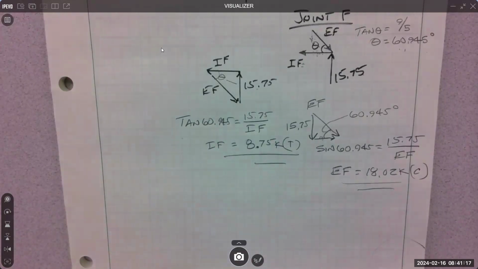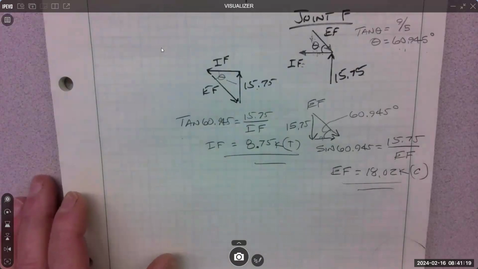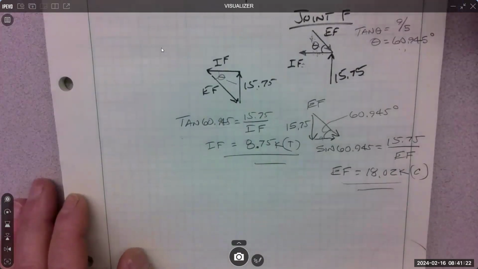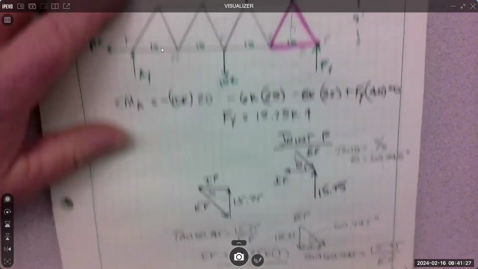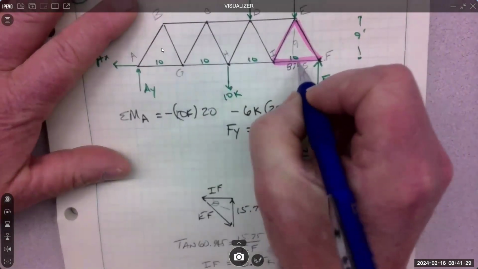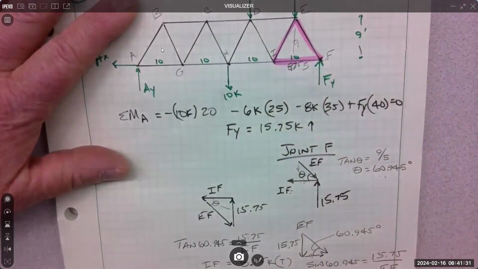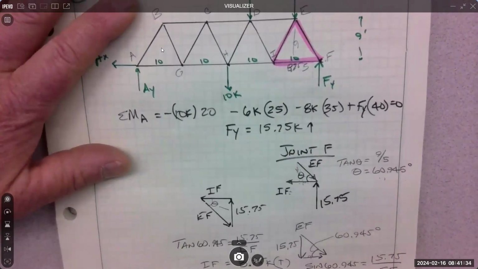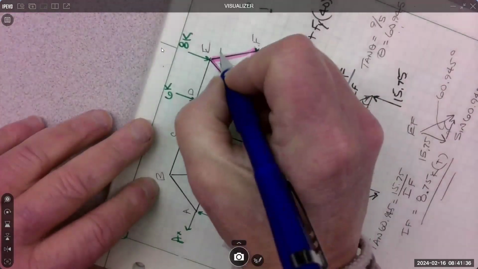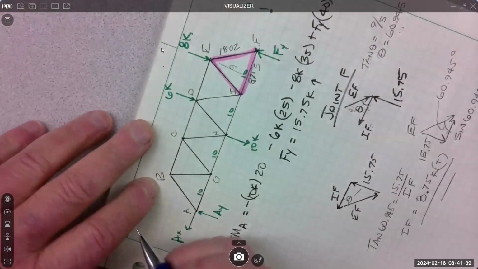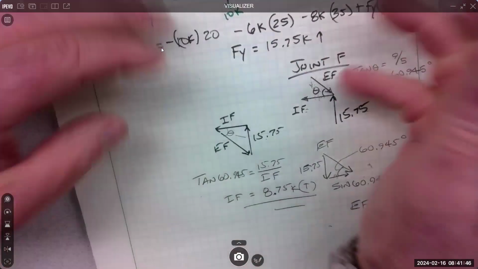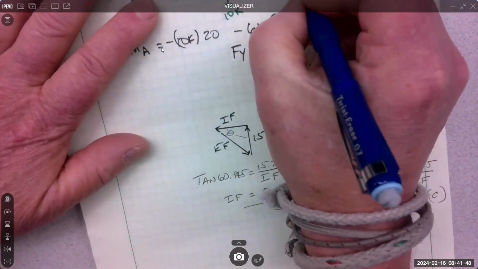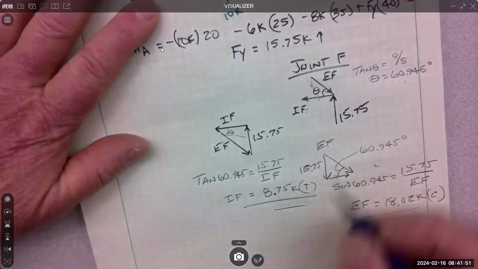So that gives us EF and IF. IF is 875, and EF is 1802 in compression, and IF is in tension.